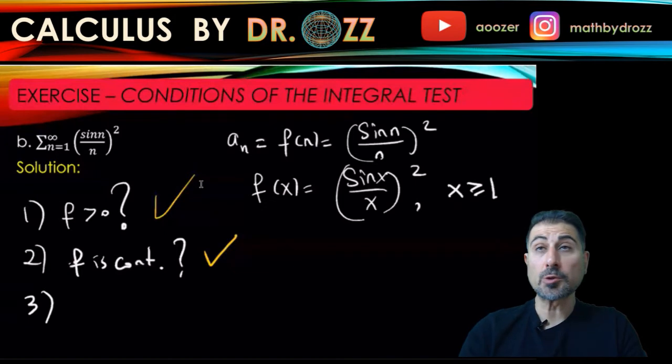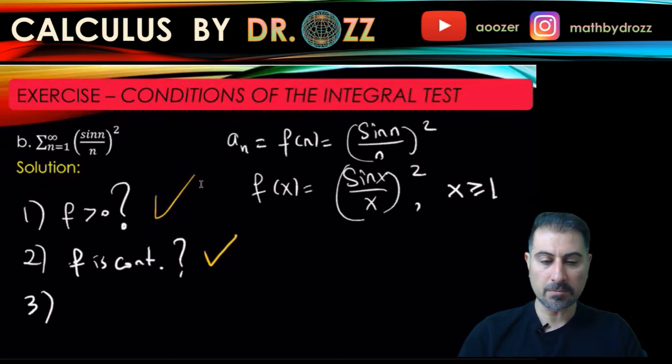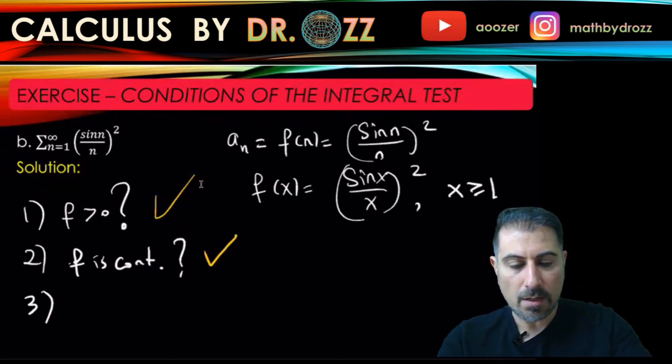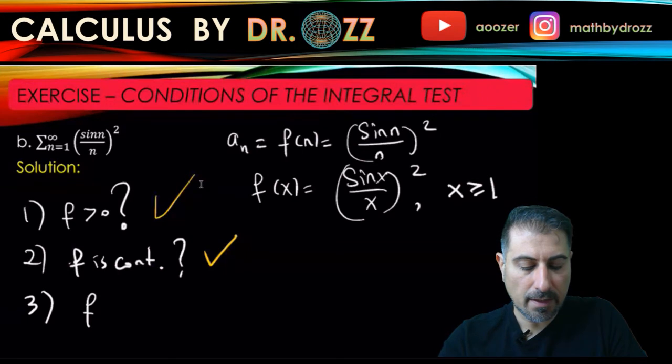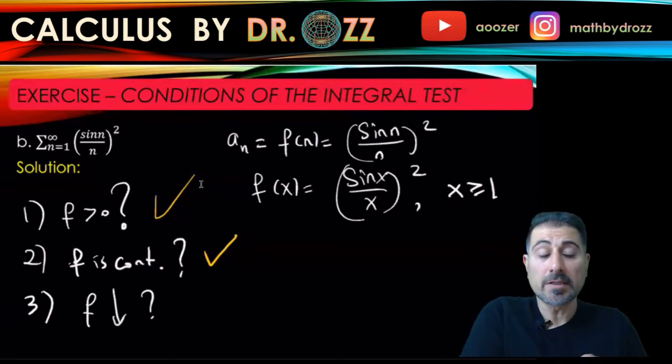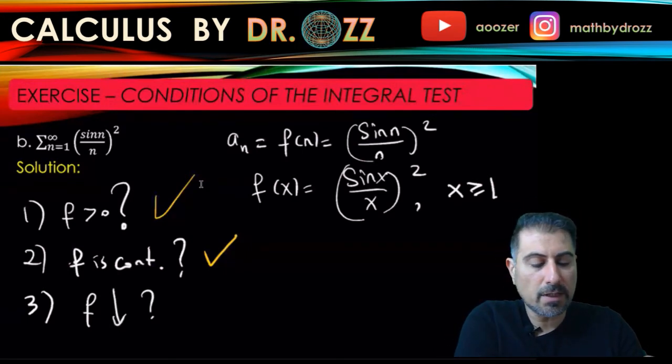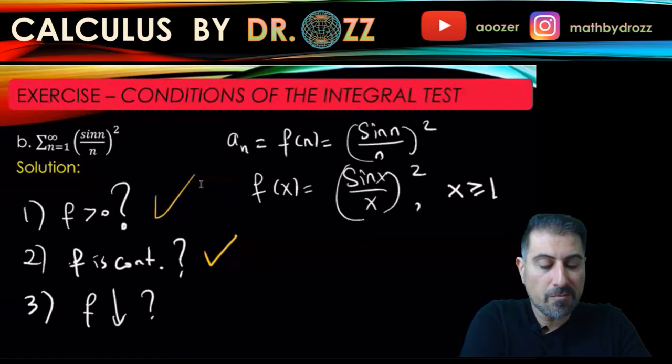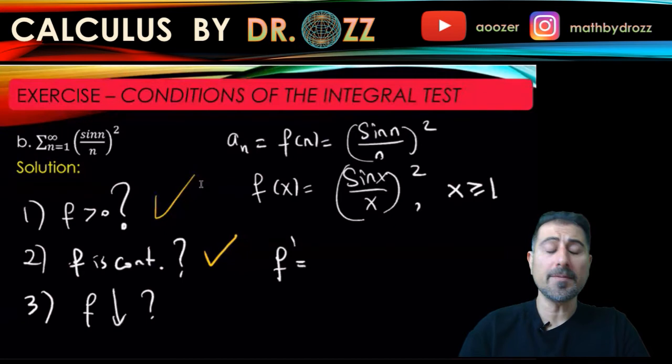And in fact, taking the square of that doesn't change anything, right? Any power of a continuous function is also continuous. That follows from Calc 1, okay? So the next condition is f decreasing. Is f decreasing? To answer that question, remember that we rely on f prime. So we need to find f prime, okay?